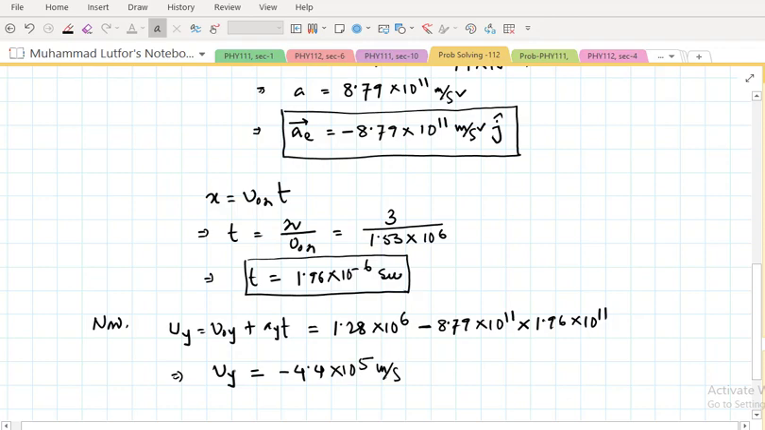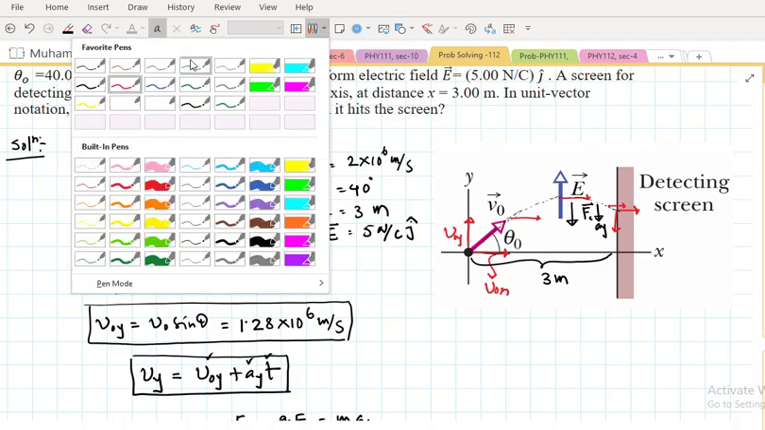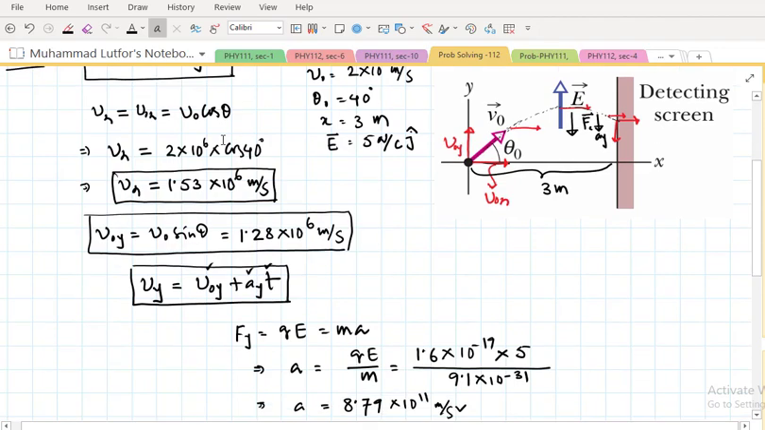This minus is indicating that the electron has already crossed its maximum height. When it strikes the screen, the x component will be towards that direction and the y component will be towards the downward direction, so that's why it's negative. We can also find mathematically that the electron has already crossed the maximum height.